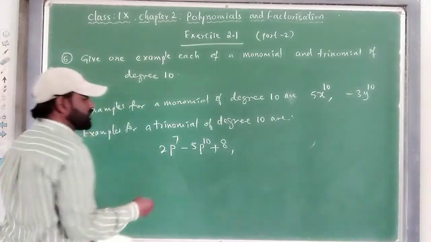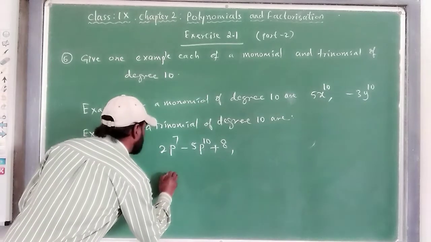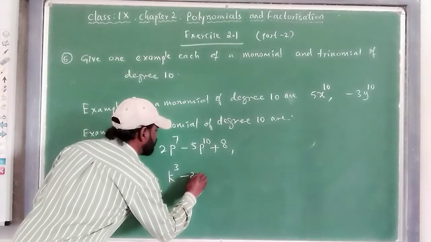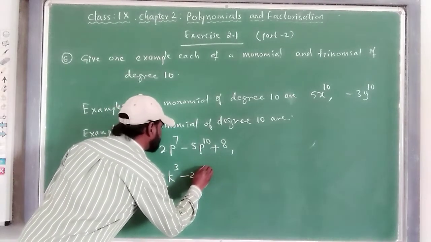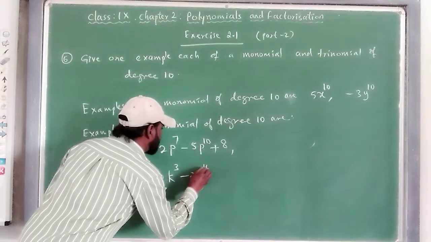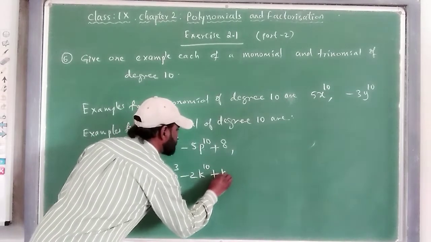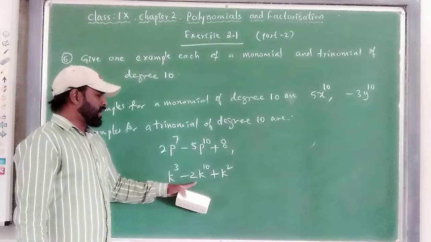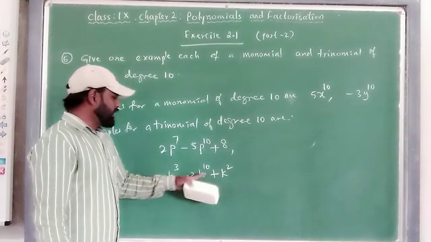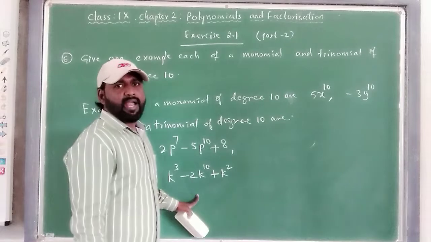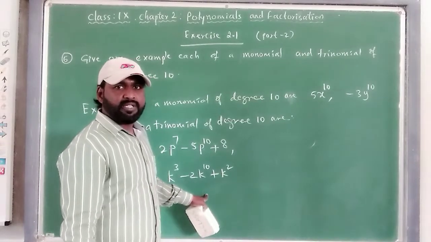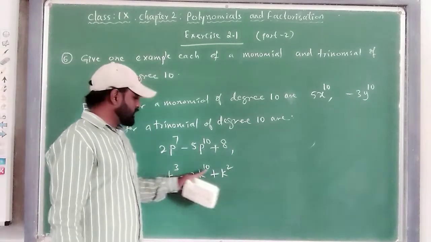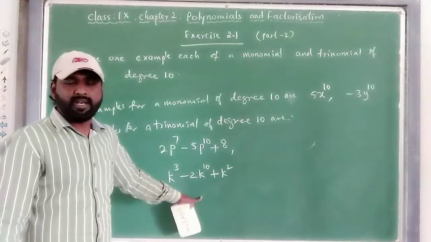Another example you can write using another variable, any variable. Suppose k to the power of 3 minus 2k to the power of 10. 10 should be there compulsorily. Plus k square also. There is no constant. There are 3 terms, k square, k cube and minus 2k to the power of 10. The highest degree is 10. It is also a trinomial. The exponents are 3 in the first term, 10 in the second, and 2 in the third. So this is also a trinomial of degree 10.